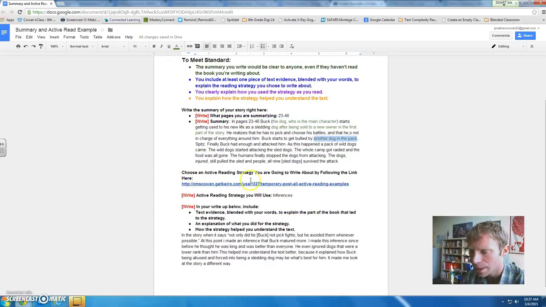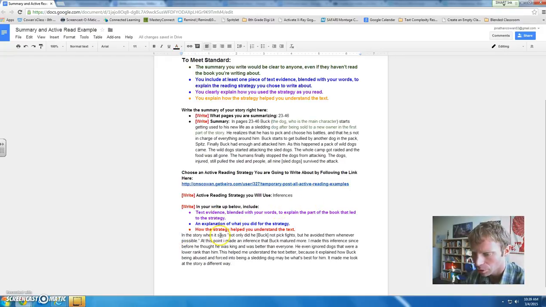Next, they need to choose an active reading strategy. You can click this link and see a review of all the different active reading strategies. You have to name the active reading strategy you're going to use. In this case, they chose inferences. In the text write-up, you need to include text evidence blended with your words to explain the part of the book that led to the strategy. And whoa, they're all magically color-coded. Great. So, the first thing you need to do is text evidence blended with your words to explain the part of the book that led to the strategy.